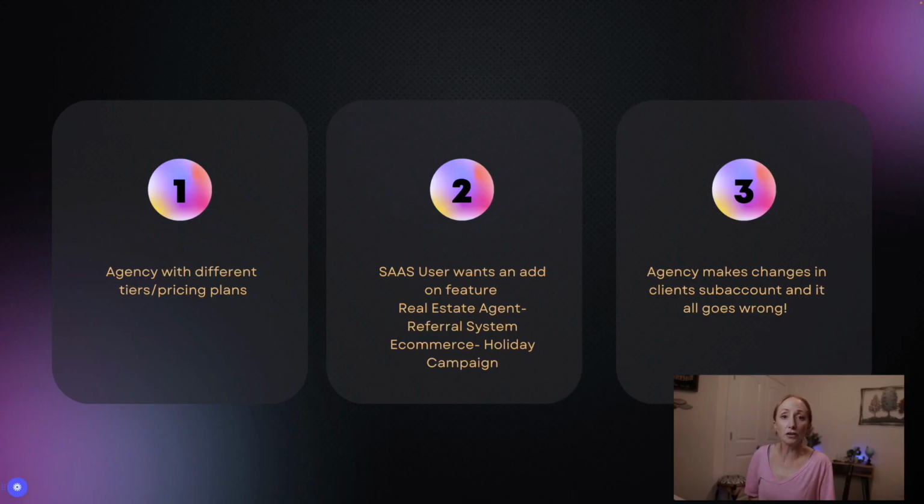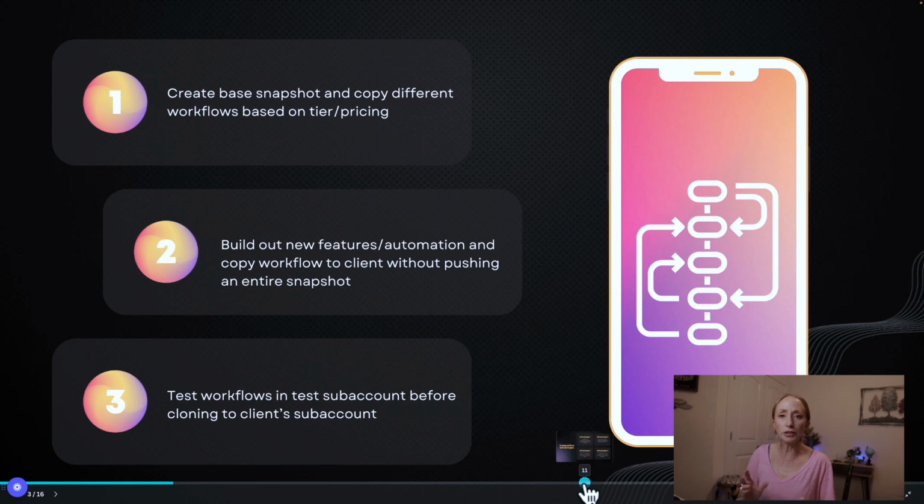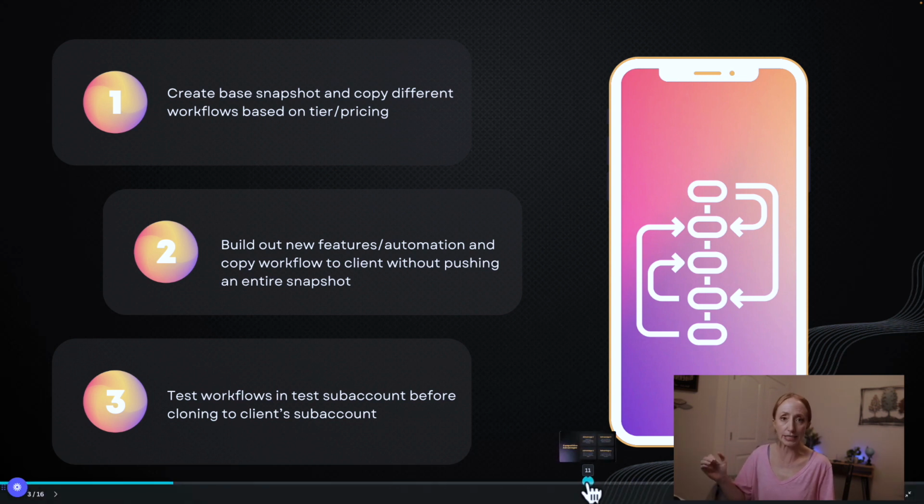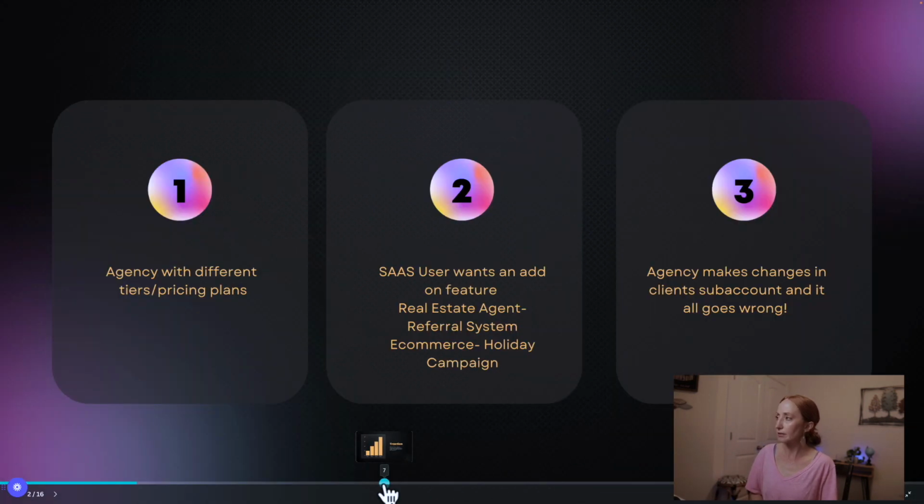Let's go. So in our first example here, let's say you are an agency and you've got a few different pricing plans. You've got a few different tiers for your services. Well, the solution here, with this ability to just copy a workflow, is that you can create a base snapshot to work off of, and then you can just make different workflows according to whatever tier or pricing plan that your client is on, and then just copy that existing or built out workflow right to that sub account, depending on what your client tier is and what their plan is, right? Let's move on to number two.